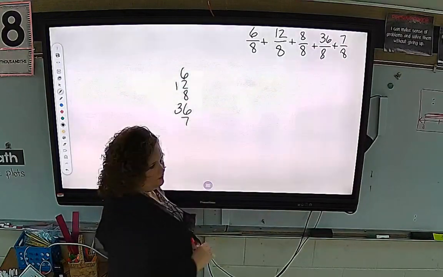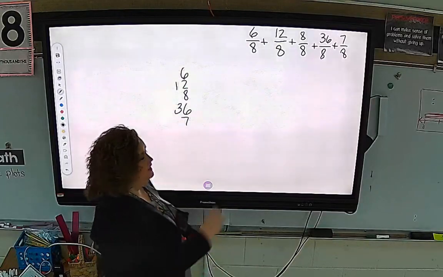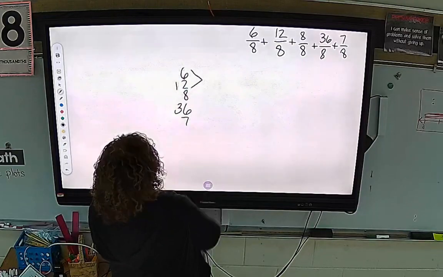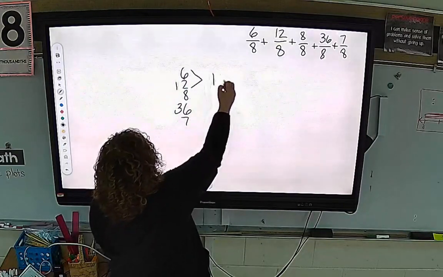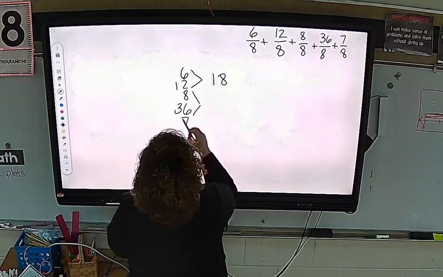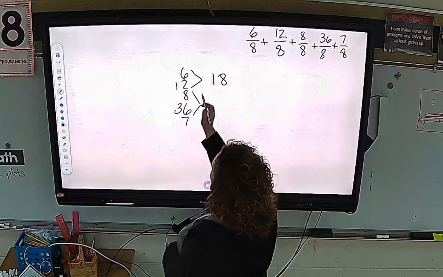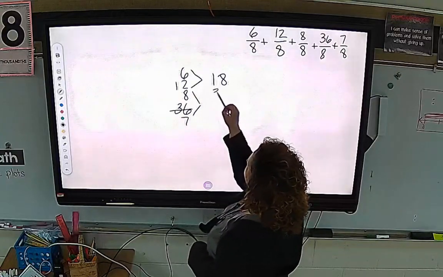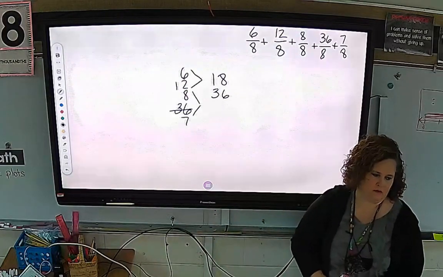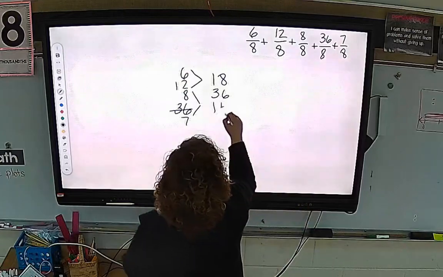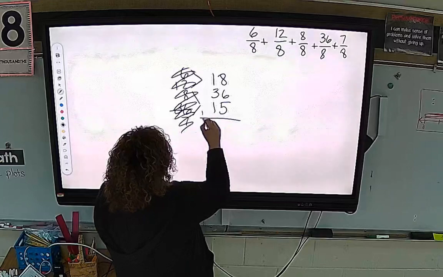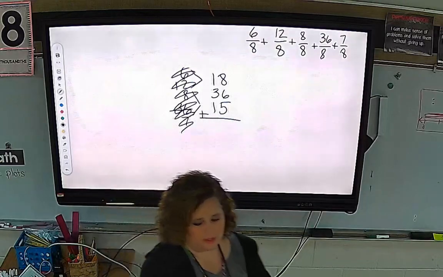Now, if you want to do it all at once, fine. If you want to break it down into little pieces, what is 6 plus 12? 18. What is 8 and 36? Well, that's going to need some... So I'm not going to add 8 and 36. You know what I'm going to do? I'm going to take that 36 and put it right there. And what is 8 and 7? 15. Okay, so I'm done with this. I'm going to add these three numbers. You add those three numbers.